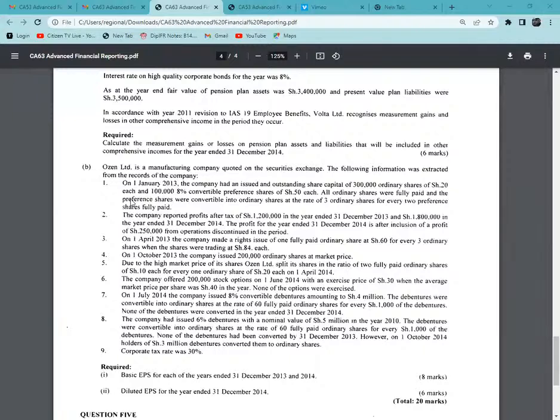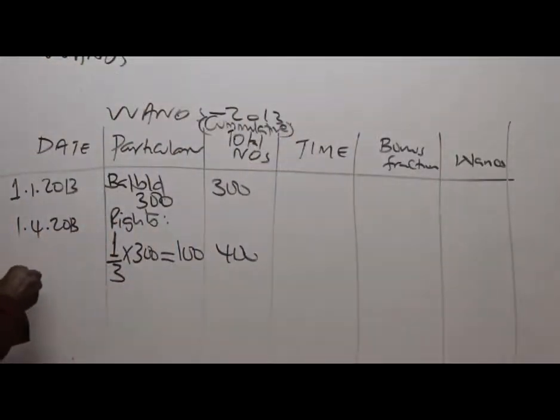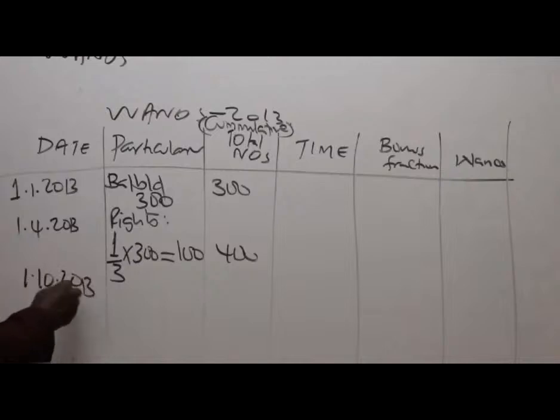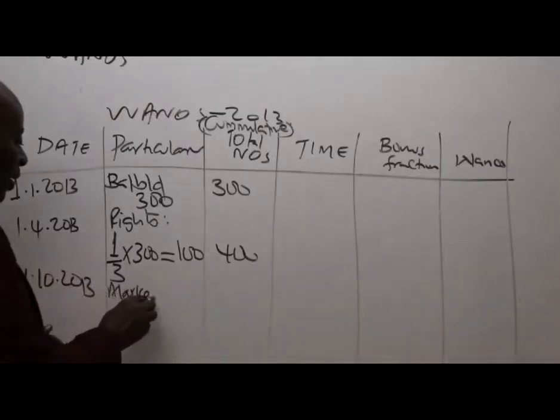Ladies and gentlemen, we are told, look at note number 4. Note number 4, wanasema on 1st October 2013, the company issued 200,000 ordinary shares at market price. So we have which date? 1st October 2013. That is a date which is well within our year. We had the issue of shares at market price. There was no bonus, market price.